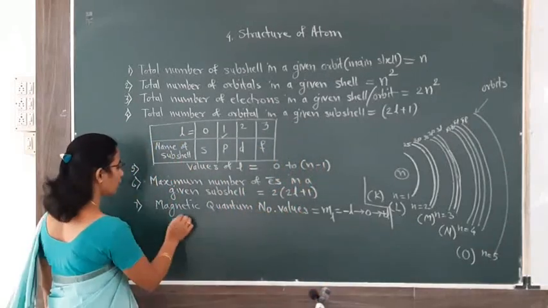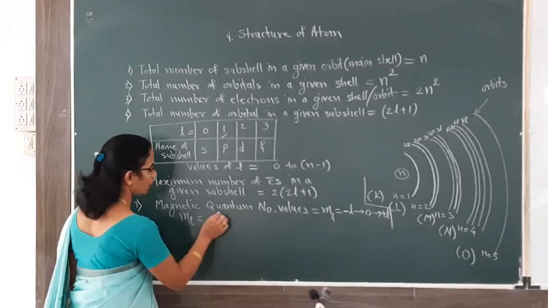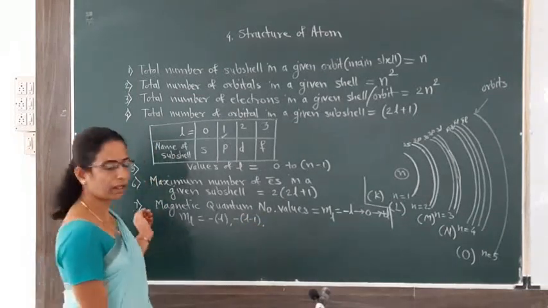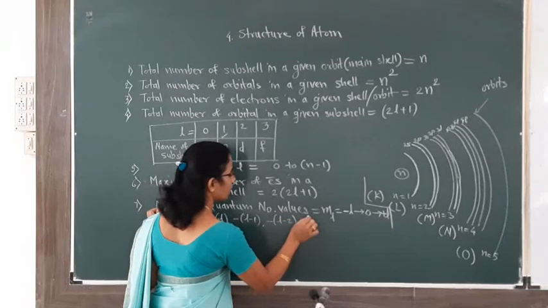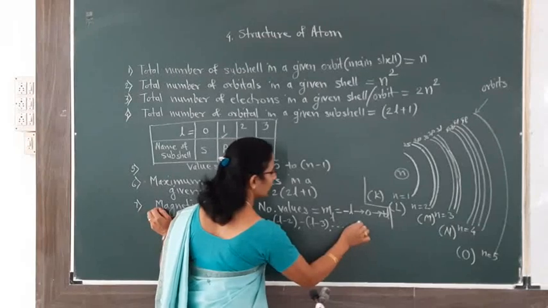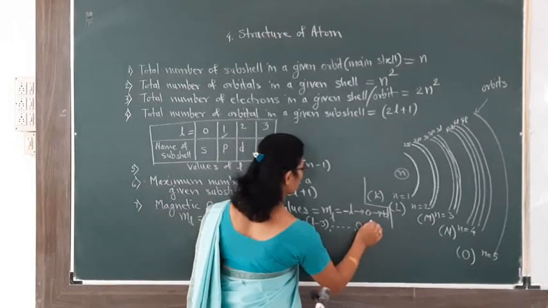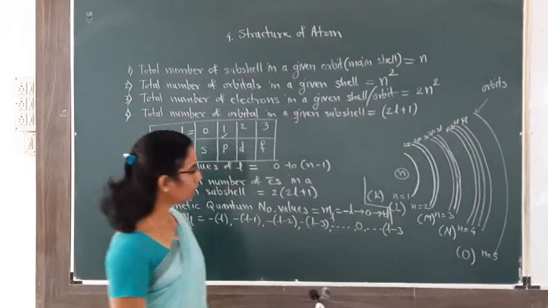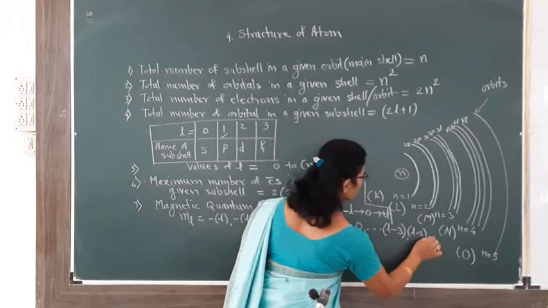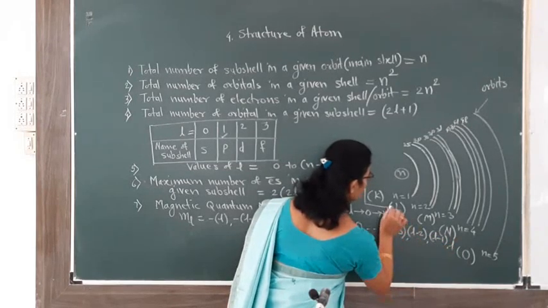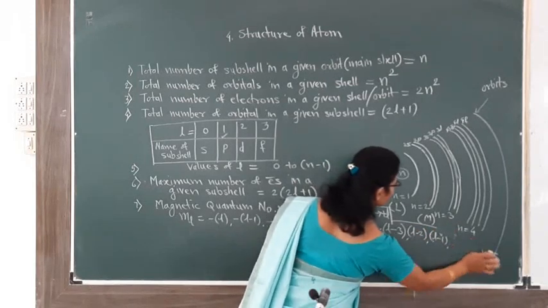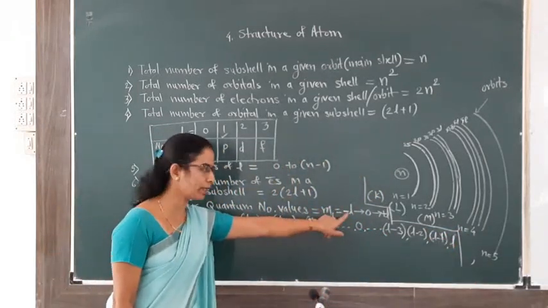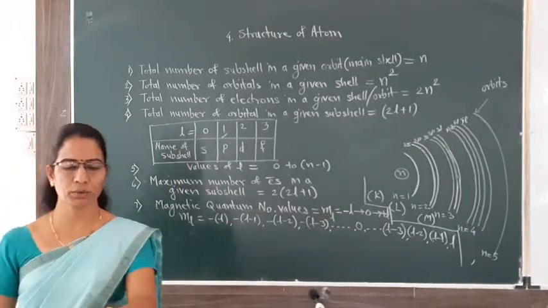Yesterday I told you this formula. It means the ML values can also be written as minus L, then minus L plus 1, minus L plus 2, minus L plus 3, and so on, then you will get 0. Then you have to write again L minus 3, L minus 2, L minus 1, and the last one, that is L. In this way, by using this simple formula, you can find the values of ML.